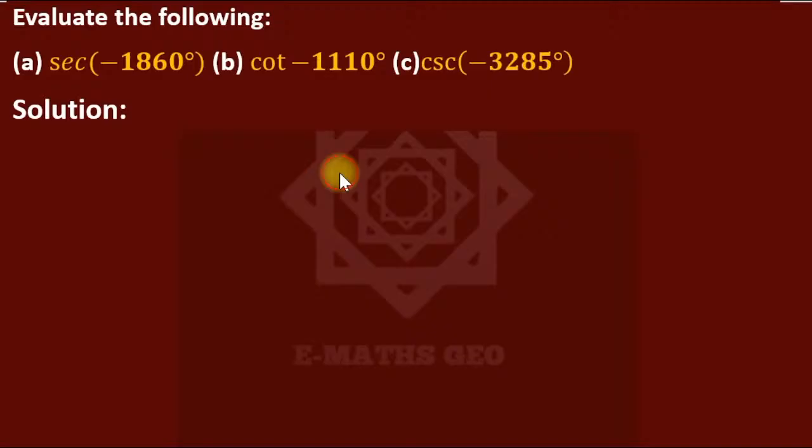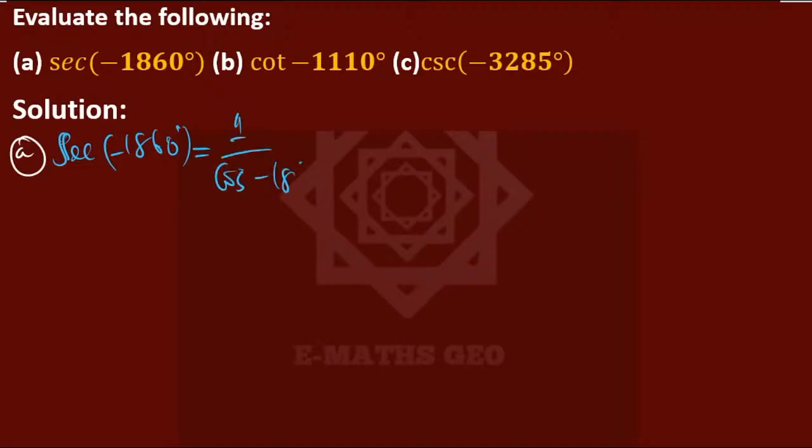We're asked to evaluate this. Okay. Remember, we still have a negative angle here, so we use our negative identity. The first one, sec minus 1860 degrees. Sec is 1 over cos. So cos minus 1860 degrees. And remember, cosine is an even function, so neglect the negative sign.